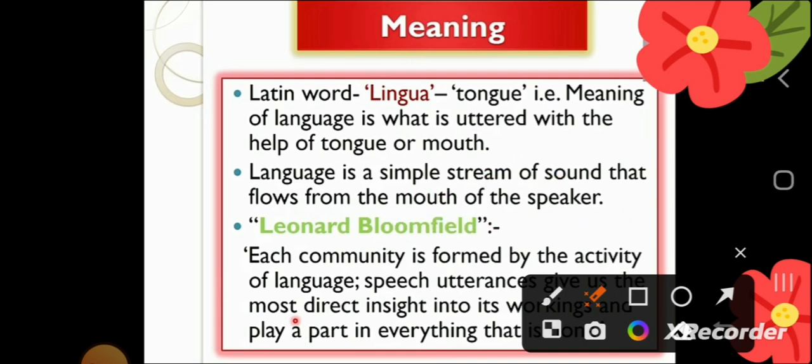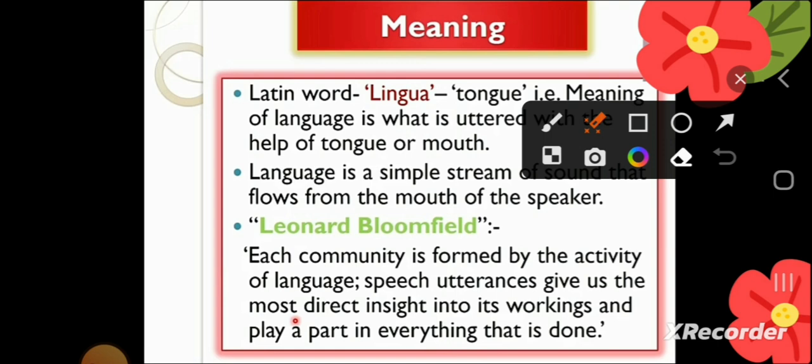Leonard Bloomfield. According to him, each community is formed by the activity of language. Speech utterances give us the most direct insight into its workings and play a part in everything that is done.